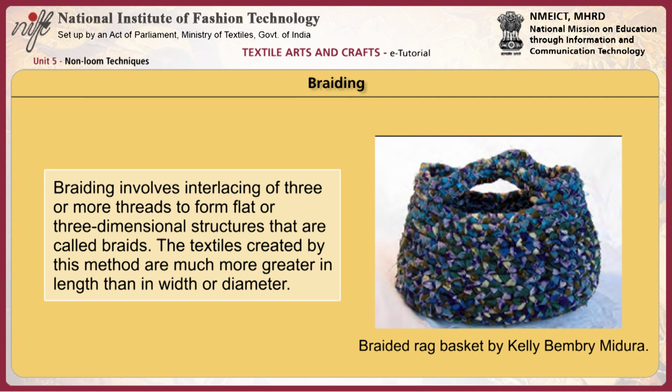Braiding involves interlacing of 3 or more threads to form flat or 3-dimensional structures that are called braids. The textiles created by this method are much more in length than in width or diameter. So, braiding is used to make narrow fabrics, cords, etc. The method used to braid varies according to the number of working strands and the pattern. A wide variety of materials can be used for the strands or braiding yarn. Braiding gives a very hard wearing surface as well as an interesting texture.